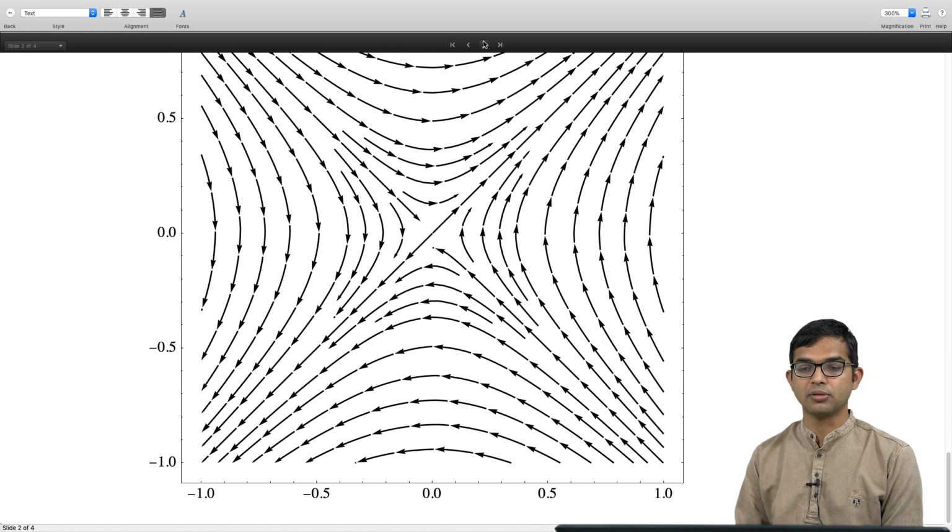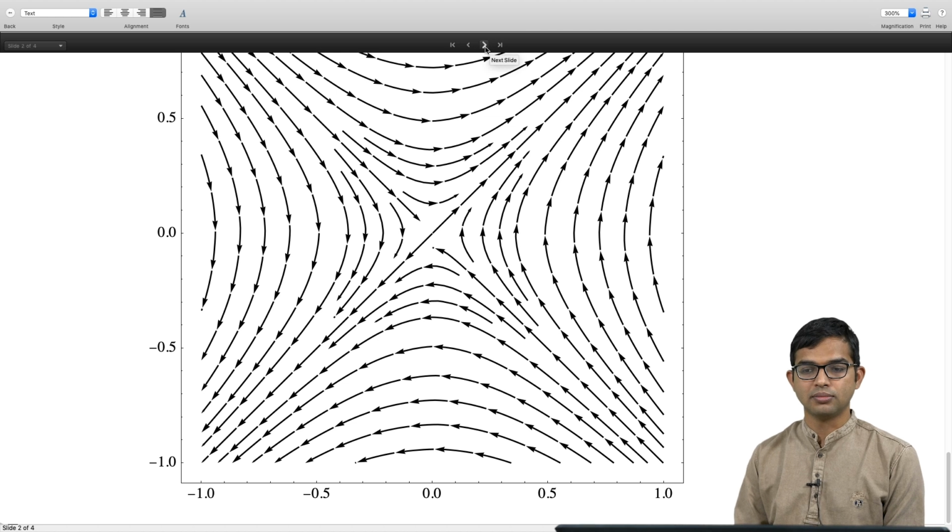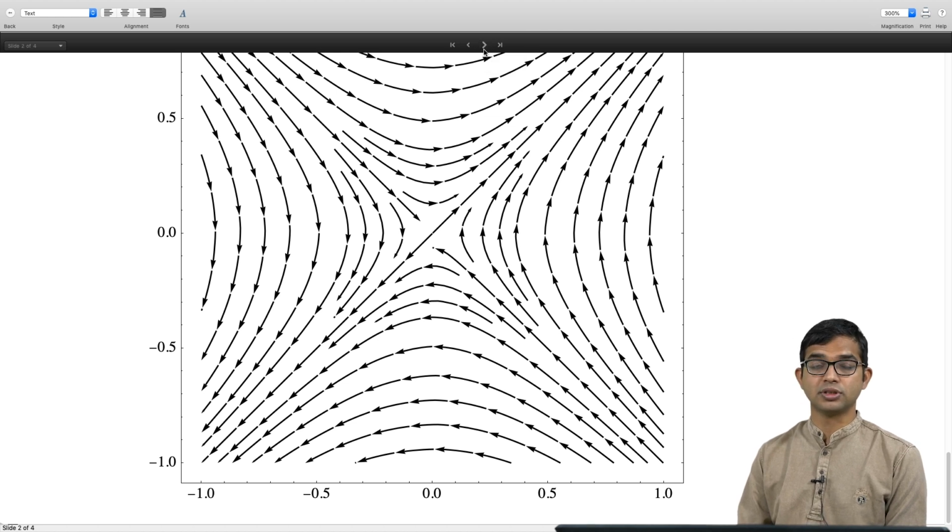So this is what is called a saddle point. It's supposed to remind you of a saddle, which is put on a horse, and you see that along one direction it is a minimum, but along the other direction it's a maximum. So that's where this terminology has its origins from.